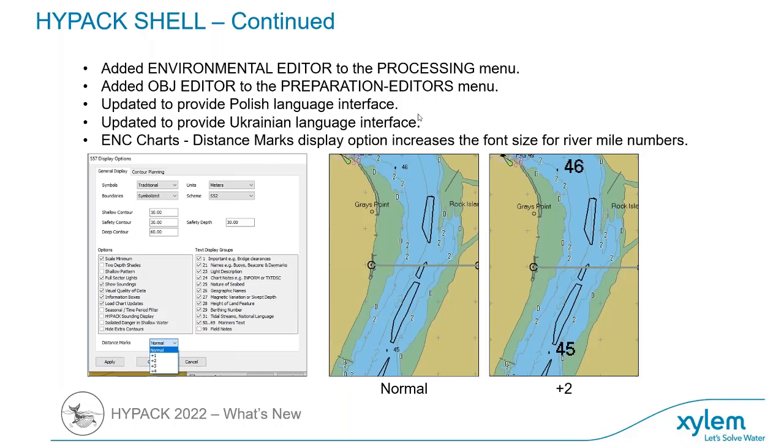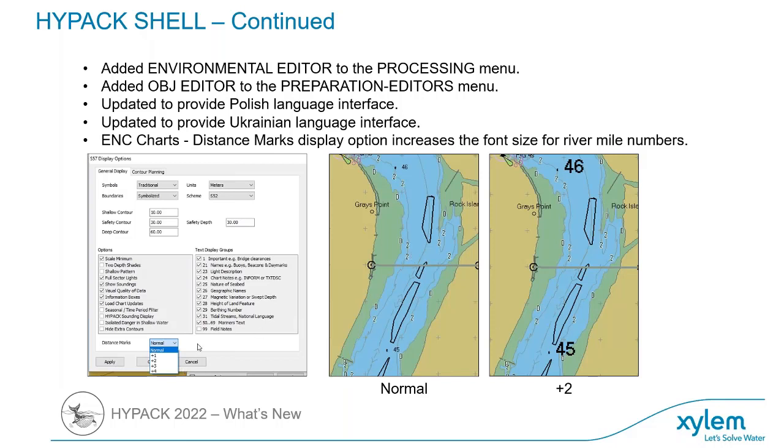Also, we have some changes to the ENC charts. This was a request by, I believe, one of the Army Corps districts, where when you have an ENC chart with the river miles being drawn, sometimes the chart gets really messy with a lot of different items, and it's a little hard to visualize those river miles when you're working in that area.